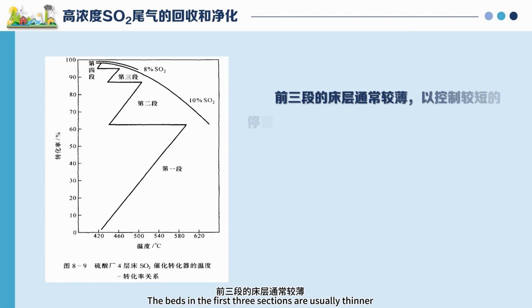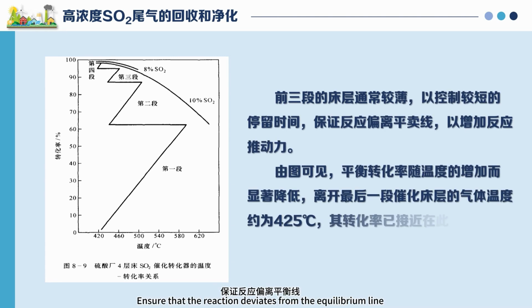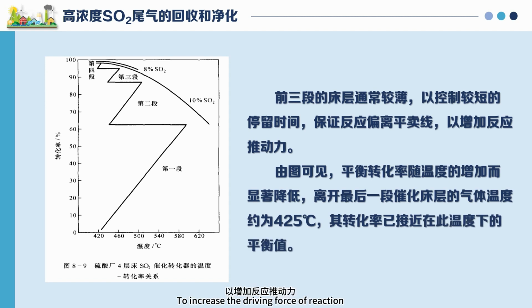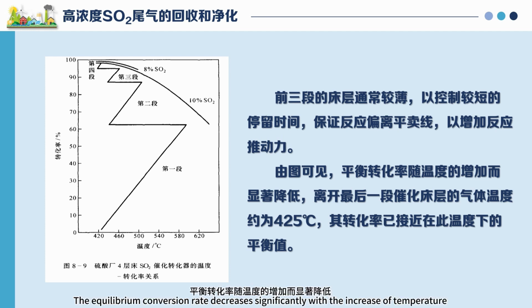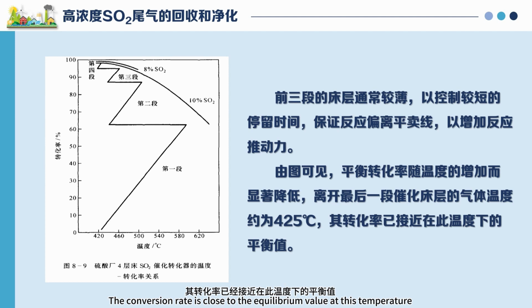The beds in the first 3 sections are usually thinner to control shorter dwell times, ensuring that the reaction deviates from the equilibrium line to increase the driving force of the reaction. It can be seen from the figure that the equilibrium conversion rate decreases significantly with the increase of temperature. The gas temperature leaving the last catalytic bed is 425 C. The conversion rate is close to the equilibrium value at this temperature. By this process, 98% of sulfur dioxide can be converted into sulfuric acid.